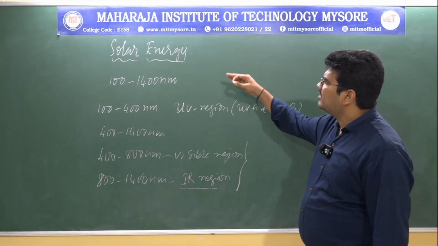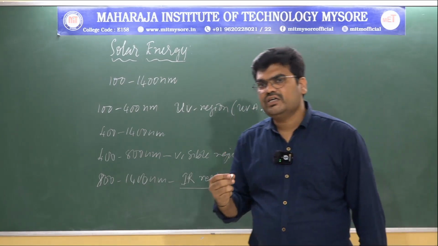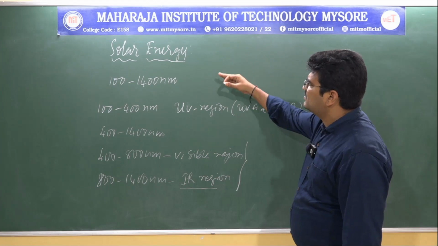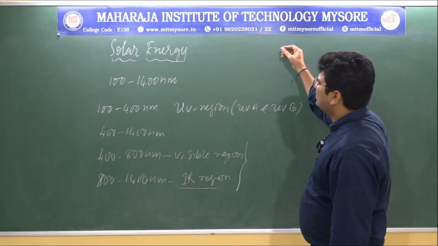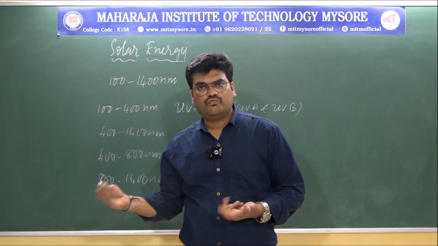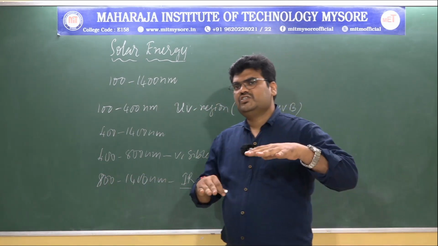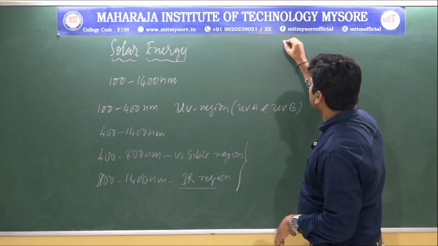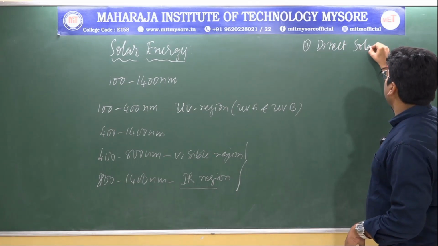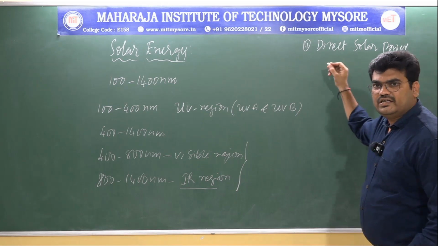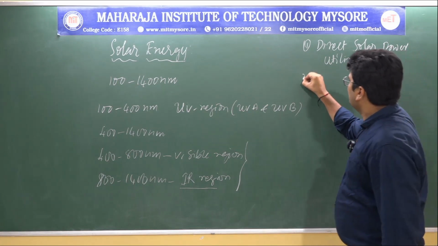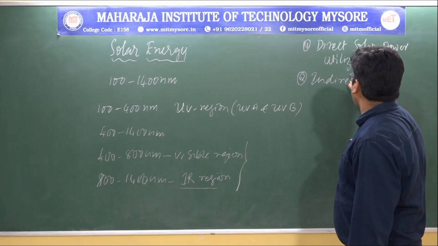Now coming to solar energy utilization, how can one utilize the solar energy coming from sun radiations? There are so many different technologies which harvest sunlight and convert it into useful forms. They are categorized into two ways. One is direct solar power utilization, and the other one is indirect solar power utilization.